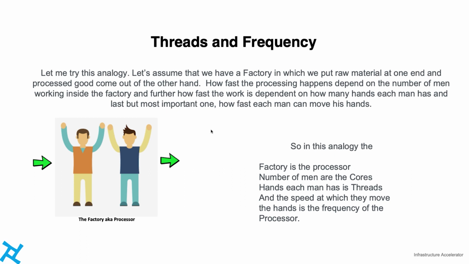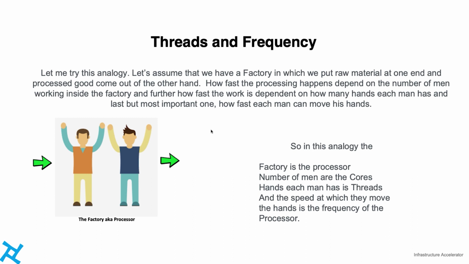After the cores, there are threads and the frequency. So how you define a processor is basically its name, its number of cores, its number of threads, and its frequency. That's how you can identify the speed of a processor. Now, threads and frequency are a bit tricky, so let me give you an analogy.